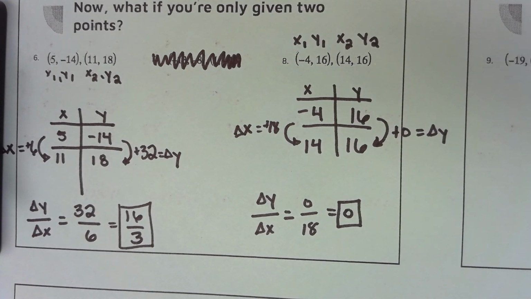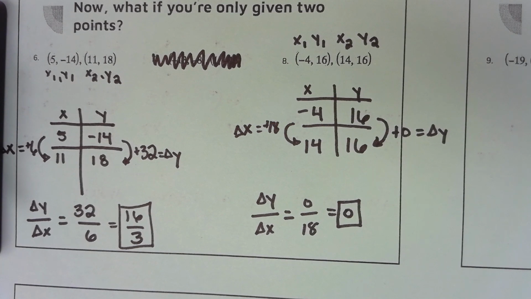Okay, so putting everything in a table, here the y values stay the same. So your change in y is 0. Right? I'm still going to figure out the change in x, negative 4 to 14, that's adding 18. And thus our slope, change in y divided by change in x, is 0 divided by 18. That is 0. Okay, if we take 0 and divide it by a number, it will always be 0.